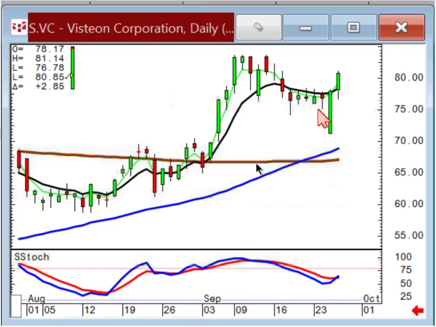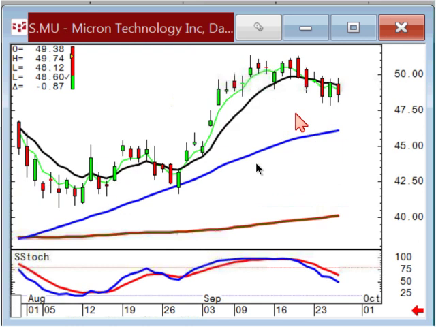Micron, with it trading down here, it might have been all the way down here. And here's a good example that as soon as it closed below the T-line, you should have been out of this trade. Anytime the price closes below the T-line, your probabilities to the upside have greatly diminished.